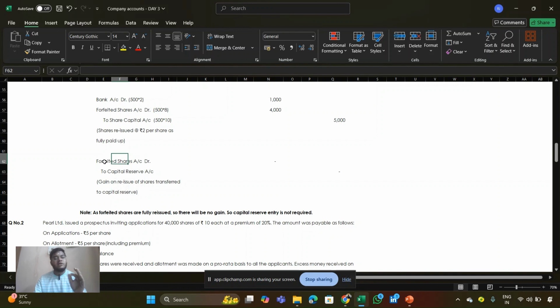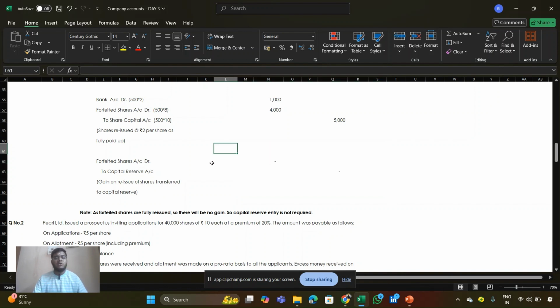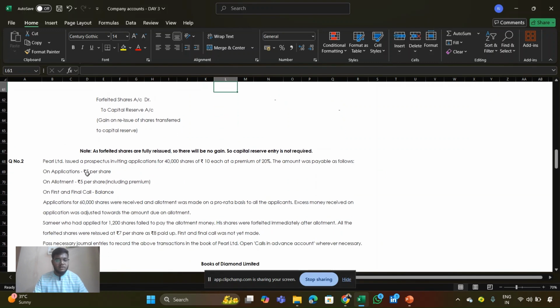Make sure you are thorough in the concept of forfeiture and reissue. If you are thorough in the concept of forfeiture and reissue, you can answer the whole chapter easily. So there will be no doubt in that. So I'll conclude this chapter. Okay, and I have another sum.